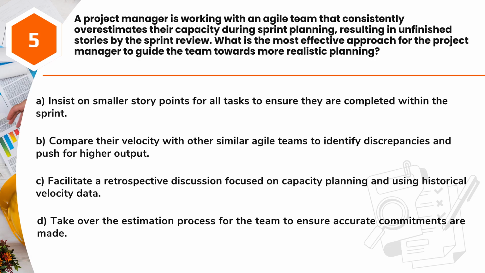A. Insist on smaller story points for all tasks to ensure they are completed within the sprint. B. Compare their velocity with other similar Agile teams to identify discrepancies and push for higher output. C. Facilitate a retrospective discussion focused on capacity planning and using historical velocity data. D. Take over the estimation process for the team to ensure accurate commitments are made.